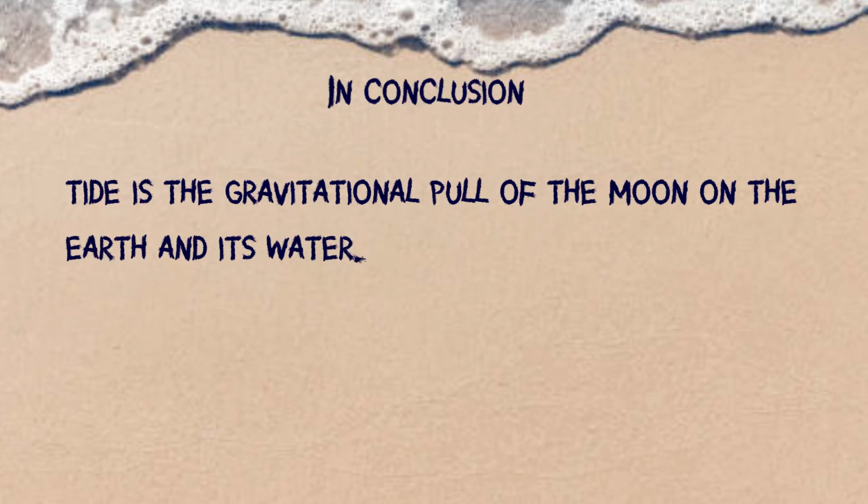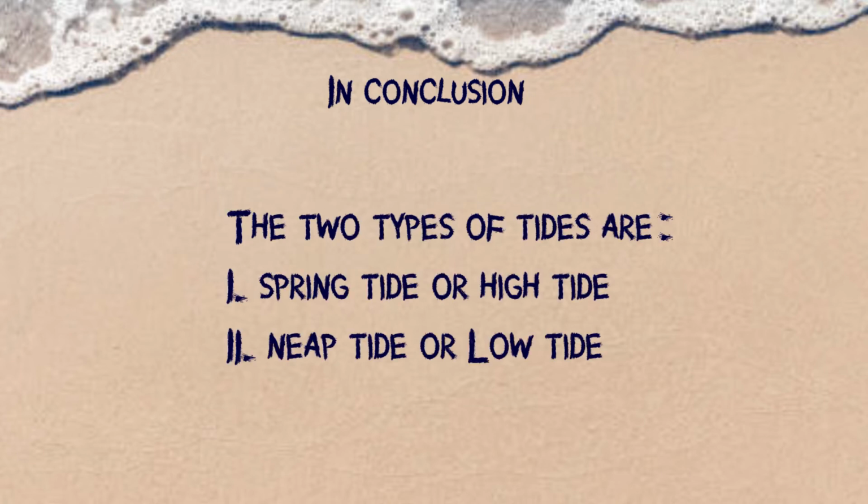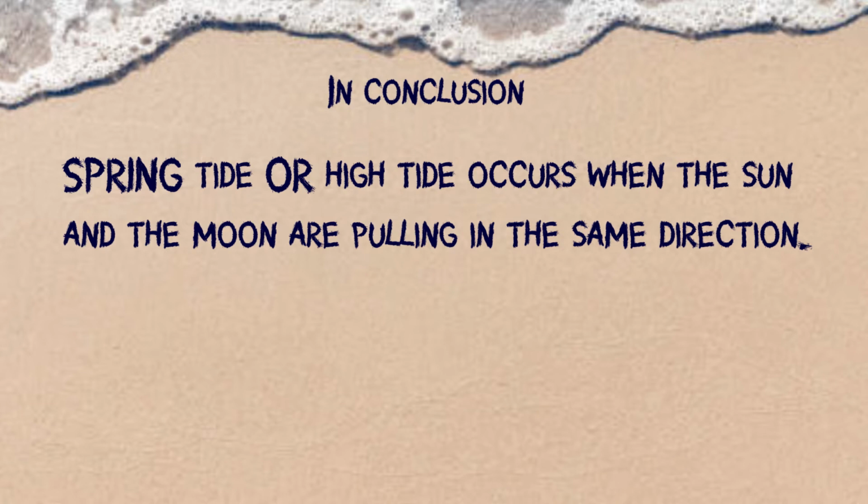In conclusion, tide is the gravitational pull of the moon on the earth and its water. The two types of tides are spring tide or high tide and nip tide or low tide. Spring tide or high tide occurs when the sun and the moon are pulling in the same direction.